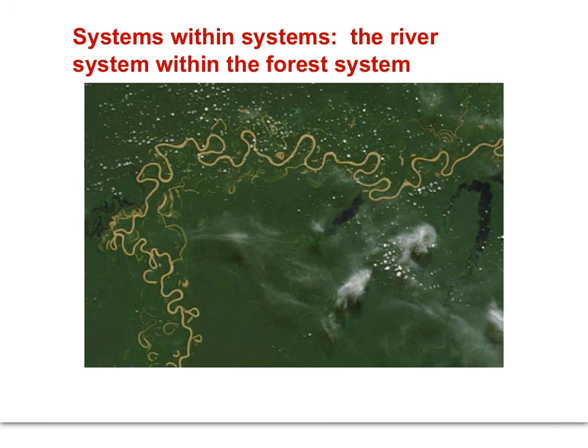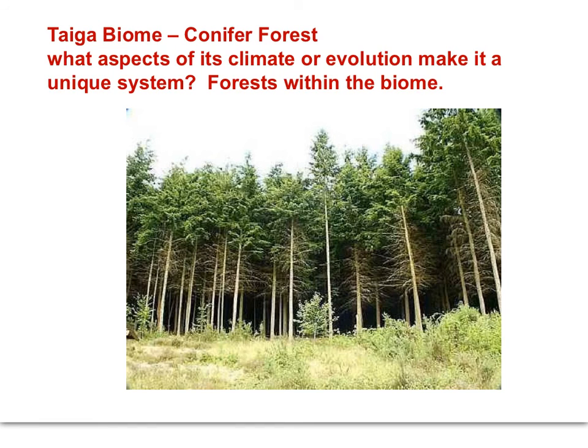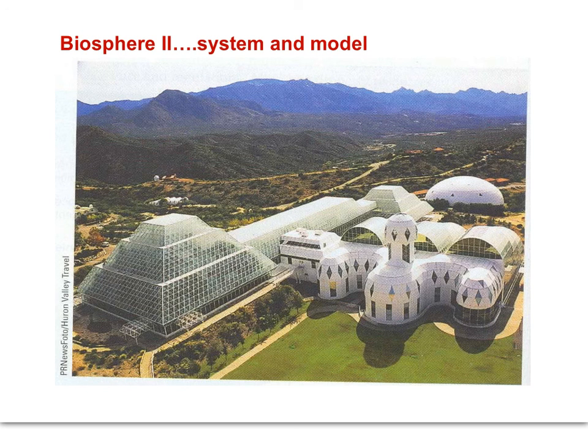Systems can exist within systems. The river system can exist within the larger tropical forest system. The taiga biome is a system, and each system is likely to be unique based on its climate or evolutionary history, unique with respect to the species that exist there. Biosphere 2 was a system, a closed system.